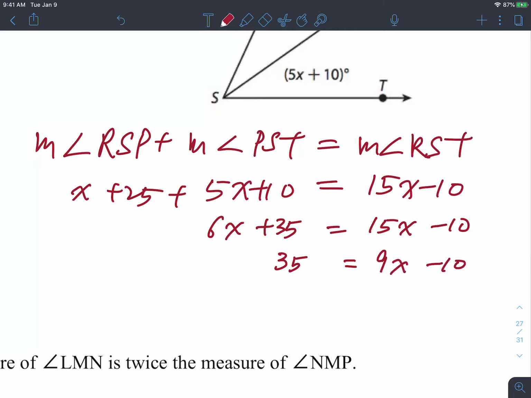Add 10 to both sides, yields 45. Dividing both sides by 9. 9 times what gives you 45? Nice. x is 5. Therefore, x is 5. There you go.